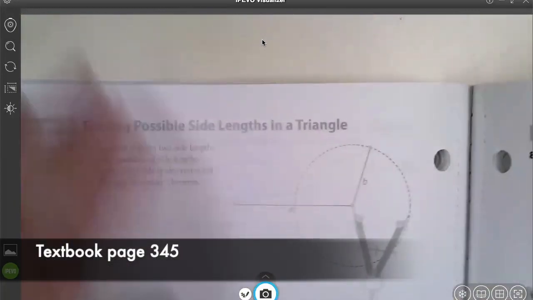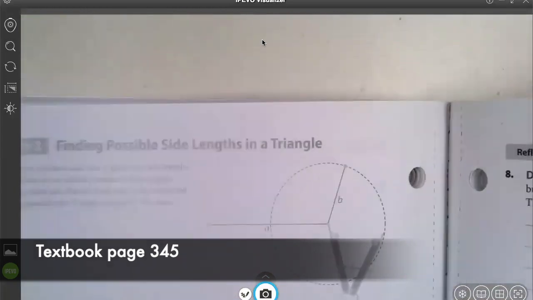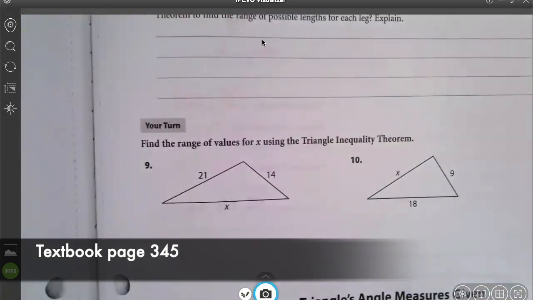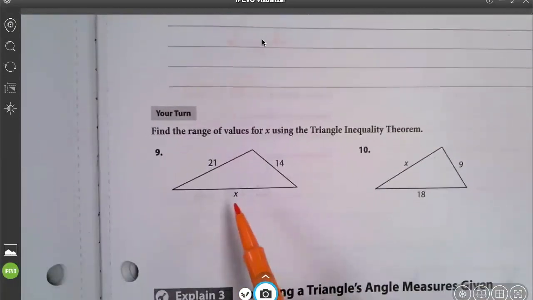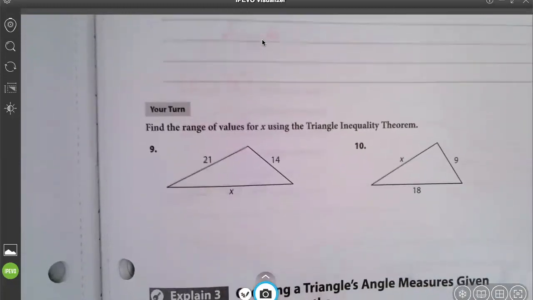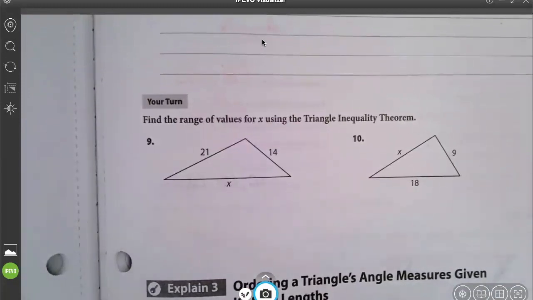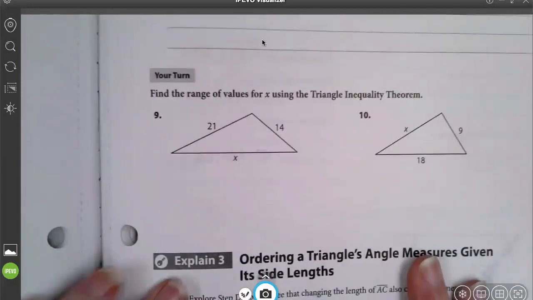Flipping backwards, we can continue to analyze the relationships between the sides and angles by finding a range of possible values for a missing side. The way we do that is we add and subtract the two numbers that we know, and we use those as the outside extremes for what the missing side could be. So let's see what that looks like.